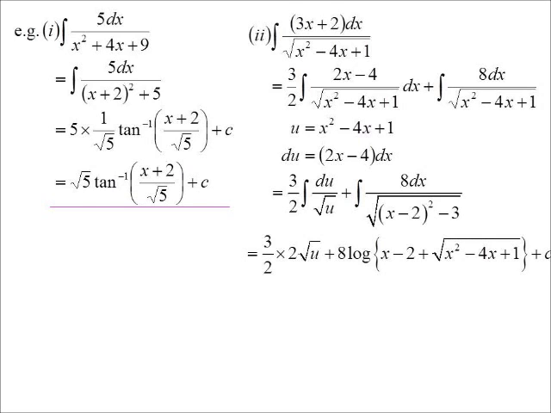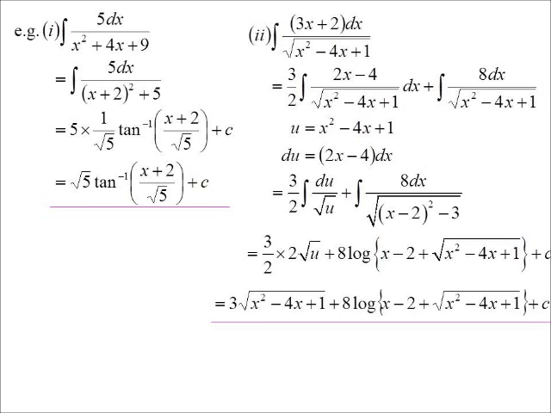So I end up with 3 on 2 times 2 root u, 8 lots of the log of x, well in this case it's x minus 2, plus the square root. Well, I know what that square root is because it was the original question. I didn't write down square root of x minus 2 squared minus 3. I wrote the original x squared minus 4x plus 1 there. And let's put the u back in.